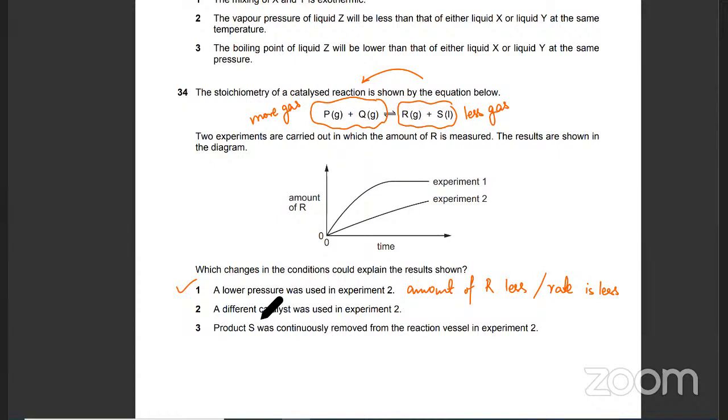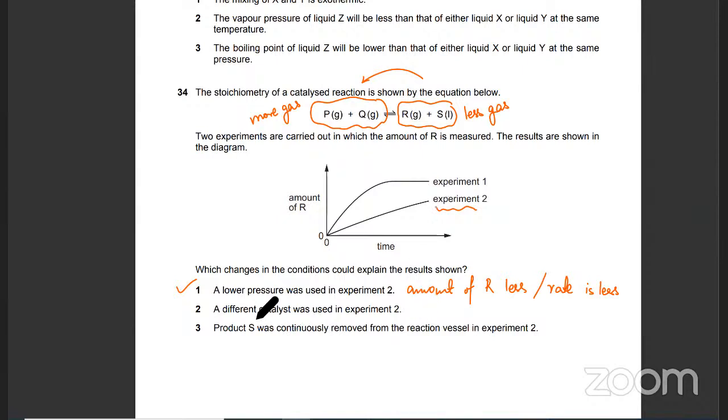So the point about experiment 2 is, since it hasn't reached equilibrium, we don't know how much R would actually be formed because it's still forming, right? There's still some time left, and we don't know what amount of R. So we can't really comment on equilibrium. We can't really tell whether there's going to be more R forming or less R forming. So we can't guess any information about equilibrium.